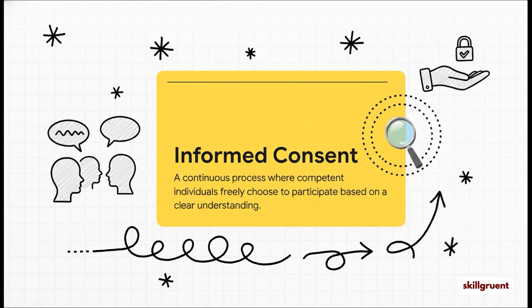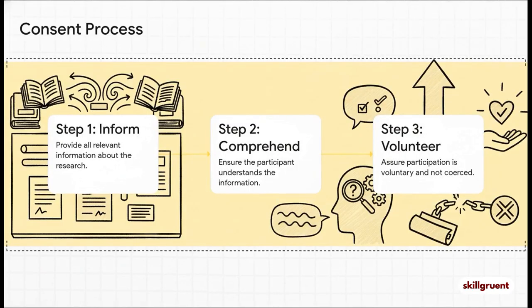It's a real, ongoing conversation that makes sure a person truly understands what they're agreeing to, from the beginning all the way to the end. And that process really breaks down into these three key steps. First, you lay all your cards on the table. You explain everything, no secrets. Second, you make sure they actually get it. You use simple, clear language, not a bunch of jargon. And third, you make absolutely sure their decision is 100% their own, with no pressure at all.